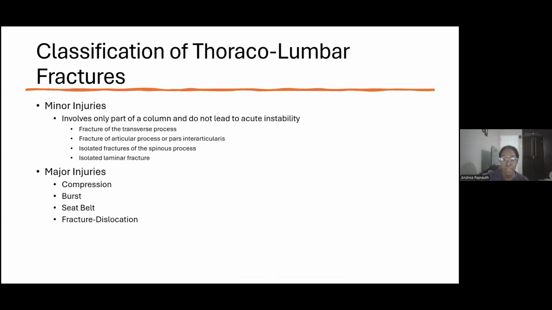Right, so how we will classify thoraco-lumbar fractures. We typically classify them as minor or major injuries. A minor injury is one that only involves one column and does not lead to acute instability. Some examples of these are fractures of the transverse process, fracture of the articular process or pars interarticularis, isolated fractures of the spinous processes, or isolated laminar fracture. Major injuries are divided into 4: compression, burst, seatbelt, or fracture dislocation.